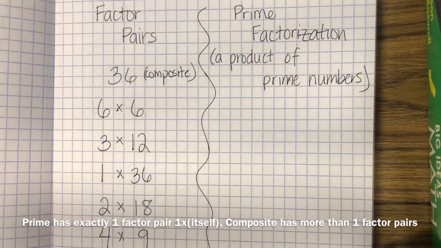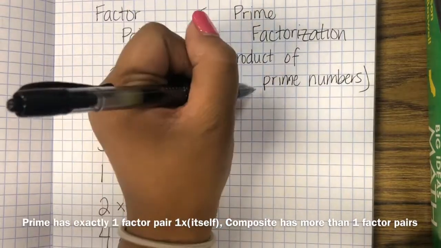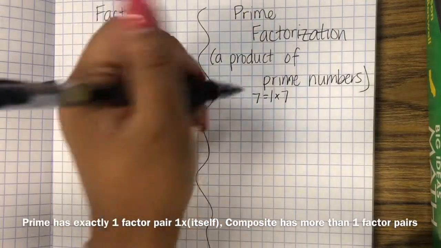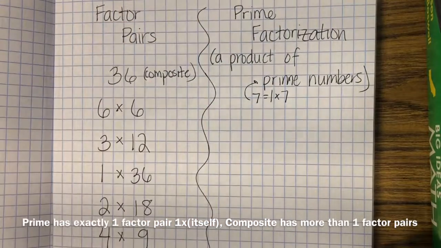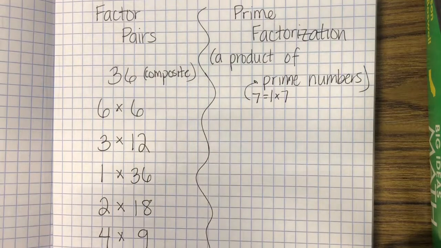Okay, 7 is prime. So an example for prime, just to make sure, is 7. 7 only has 1 times 7 for its factor pair. So therefore, it is prime. So that is an example of a prime number.